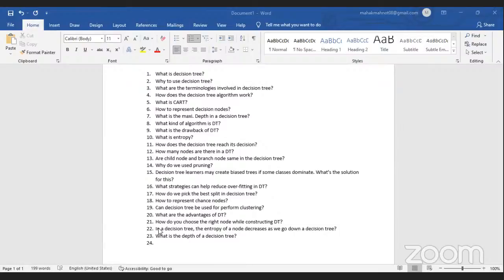Next question. How will you counter overfitting in a decision tree? Basically, there are several approaches to avoid overfitting, like pre-pruning and post-pruning. Pruning has two types, pre-pruning and post-pruning. What is that?